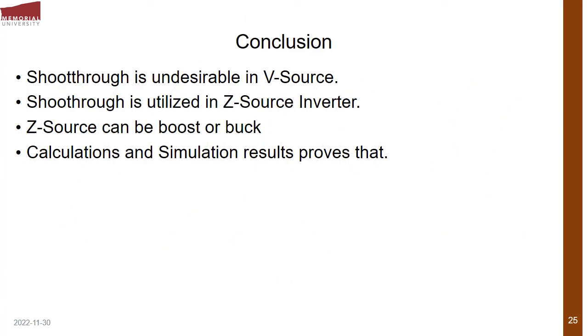Having gone through all these stages of calculation and simulation results, we can prove that the undesirable effects we have in the V-source and I-source converters can be solved by the Z-source inverter. The Z-source inverter can operate as both a boost or buck converter, which is not the case for either V or I source, which can only operate as one of them.